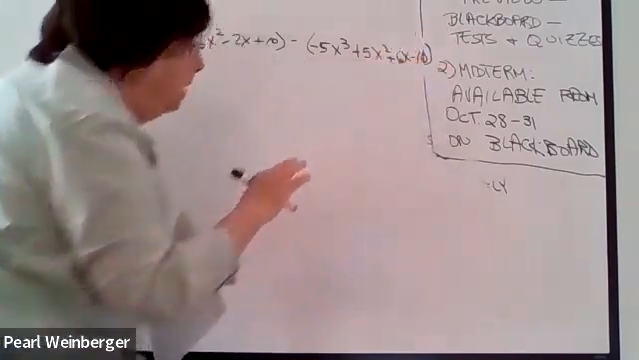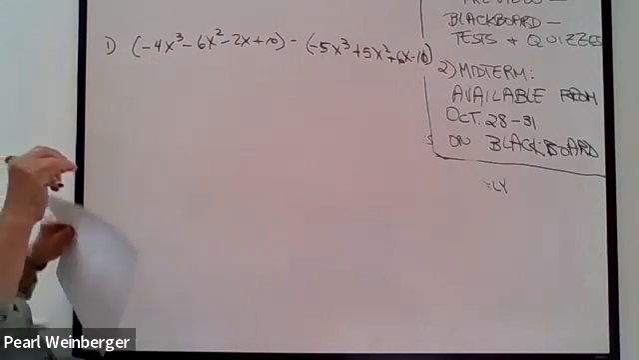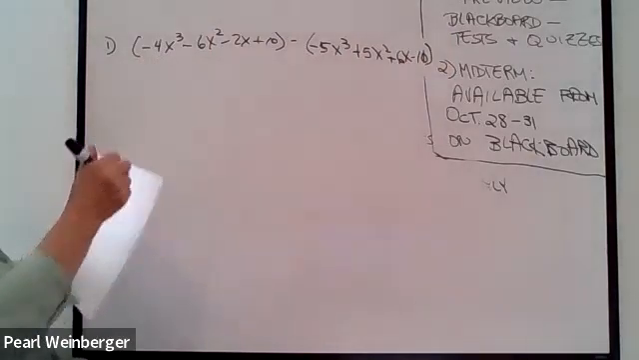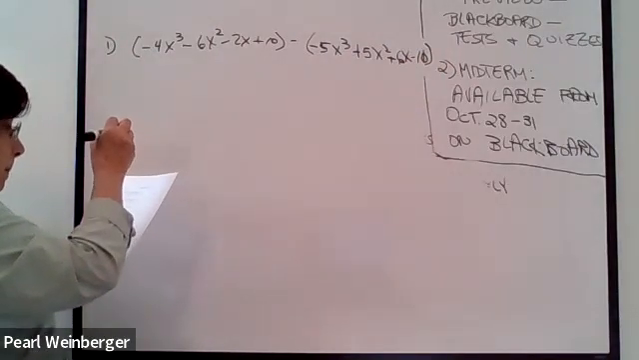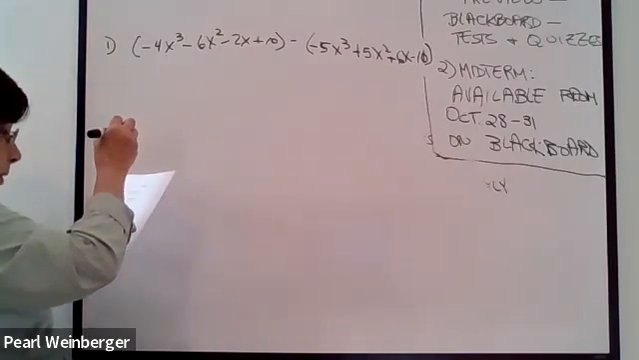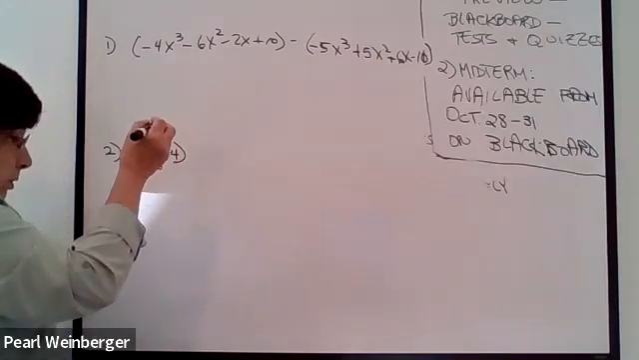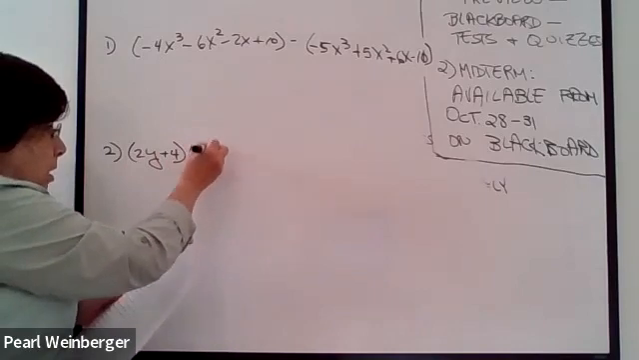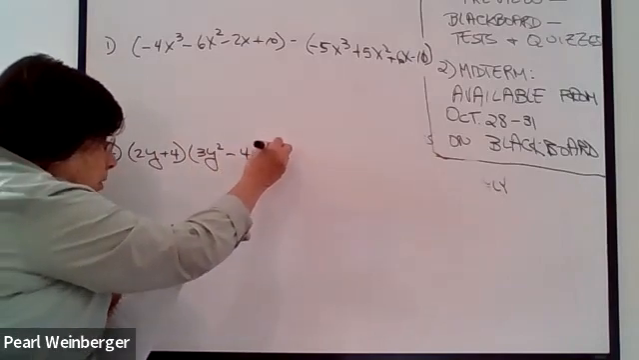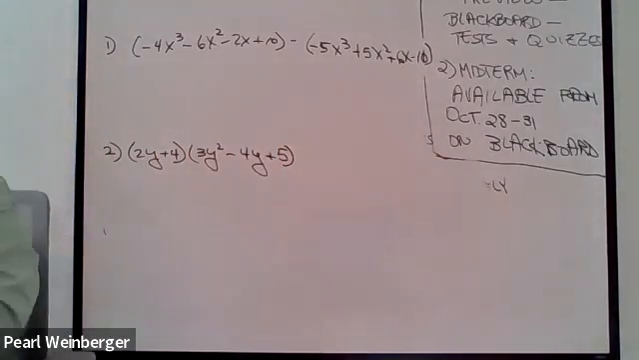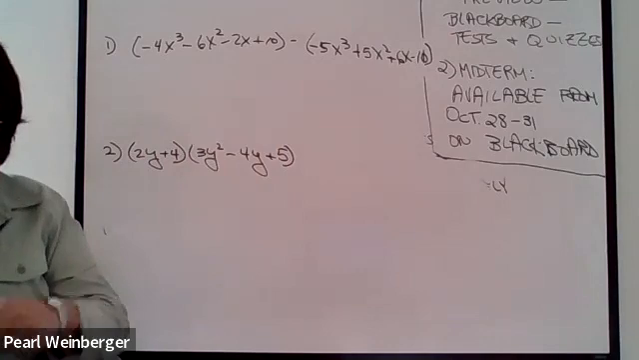Let's see if you can combine those two polynomials. They're each what we call 4 terms. We want to combine all the like terms. And the second one I'd like you to do is multiply 2y plus 4 times 3y squared minus 4y plus 5. Those are two polynomial examples. One's a subtraction example and one's a multiplication example.